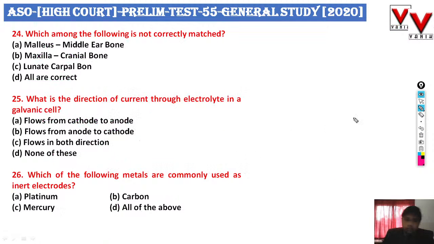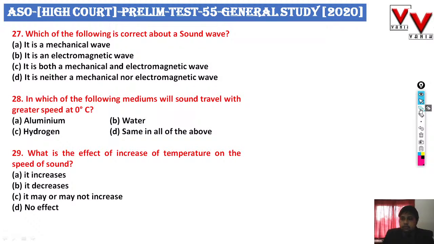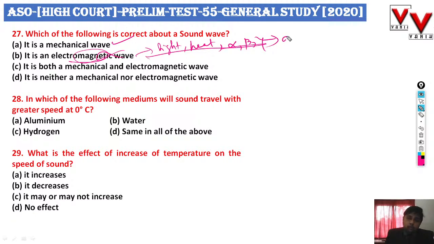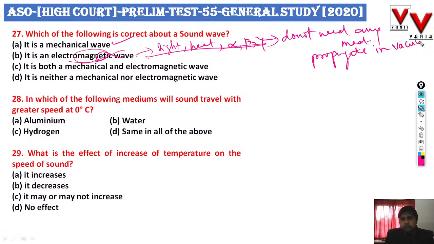Then moving to the next question, question number 27. Which of the following is correct about a sound wave? It is a mechanical wave. Yes, it is correct. An electromagnetic wave? No, it is not. Electromagnetic waves are light waves, heat waves, alpha, beta, gamma, all those waves. These electromagnetic waves do not need any medium. They propagate in vacuum. Both mechanical and electromagnetic, no. Neither, no. So the answer is only option A.